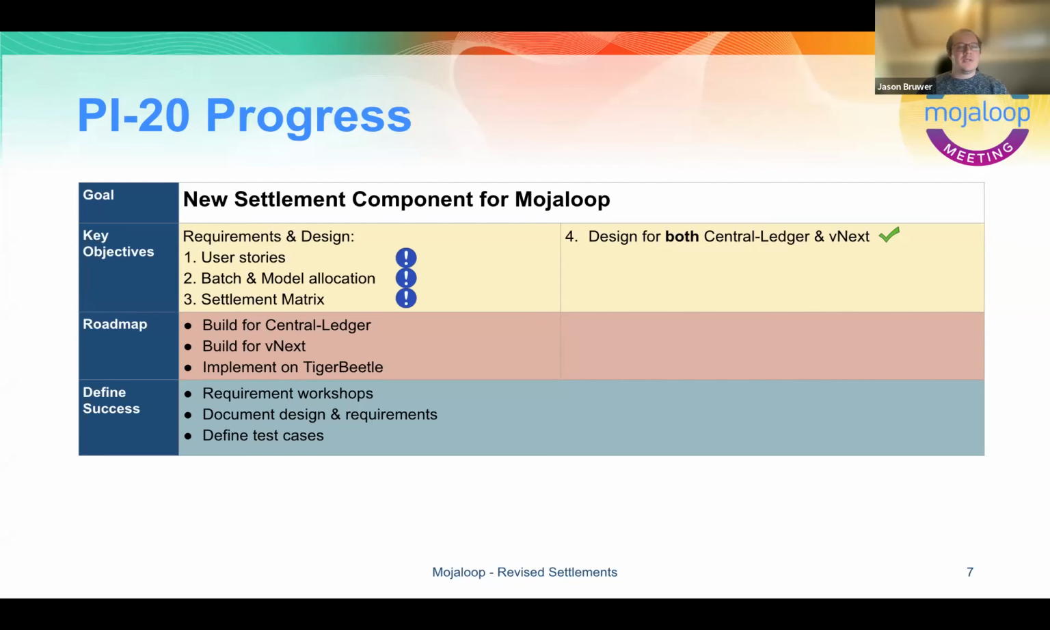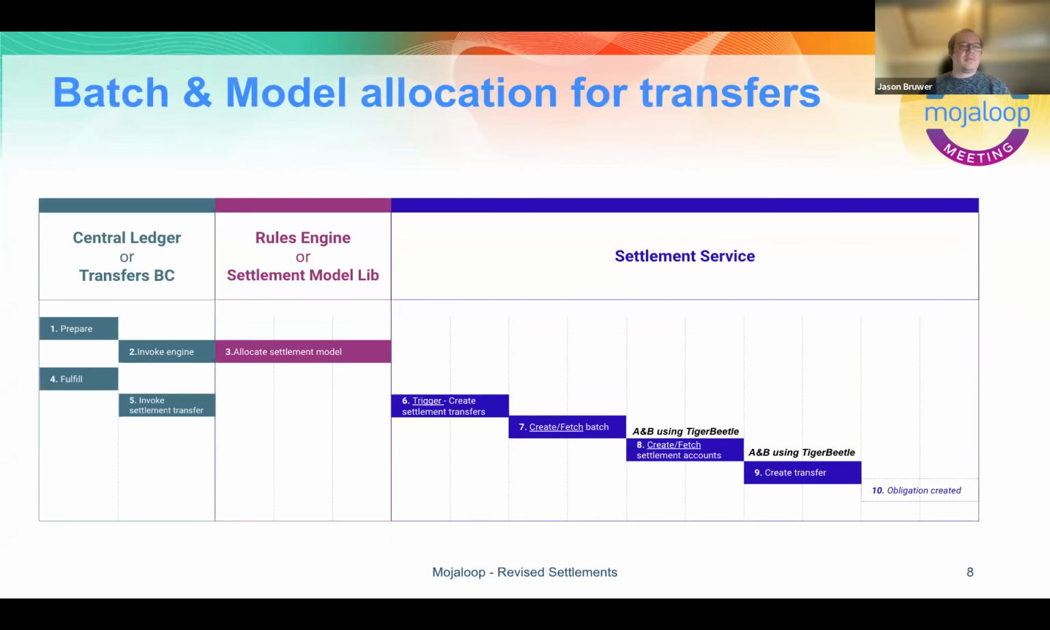Okay, so next slide. So batches. As I'm just adding on to what Michael already basically said, the purpose of the batches is to group a set of settlement transfers and accounts together in order for those transfers to be settled as a group of batches or settlement matrix at a later stage. So the process in which the batch and model allocation for a transfer occurs is as follows.